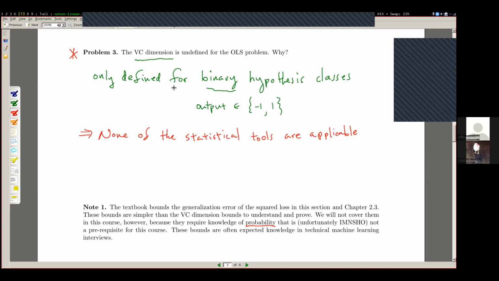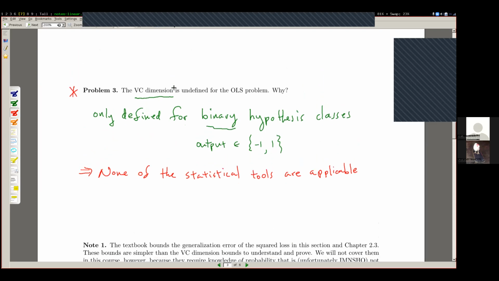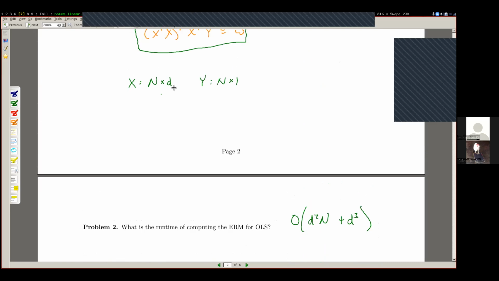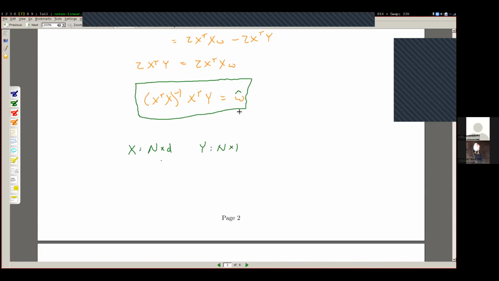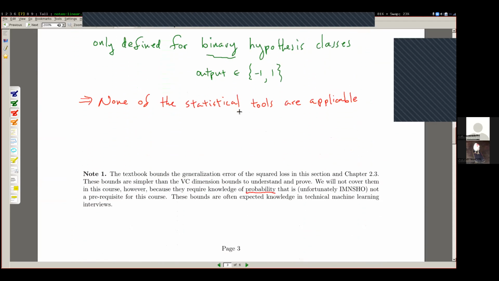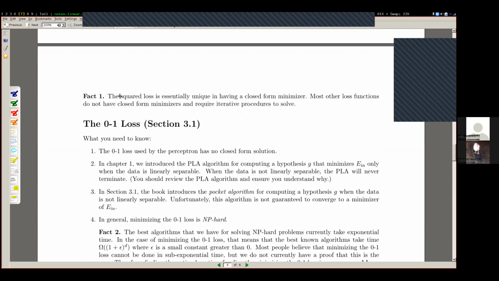Okay, one logical question might be then, why did we talk about this? Why did we go through all of this work? Why did we solve this particular optimization right here and not a different one? And the answer is that the squared loss is essentially unique in having a closed form minimizer.